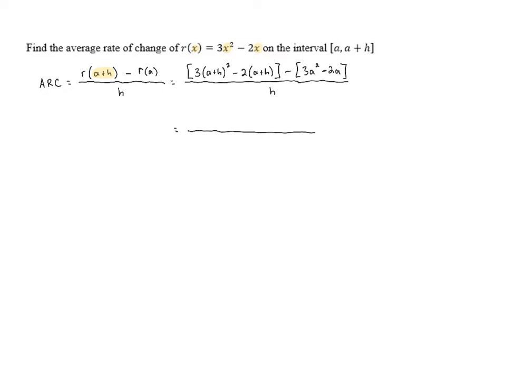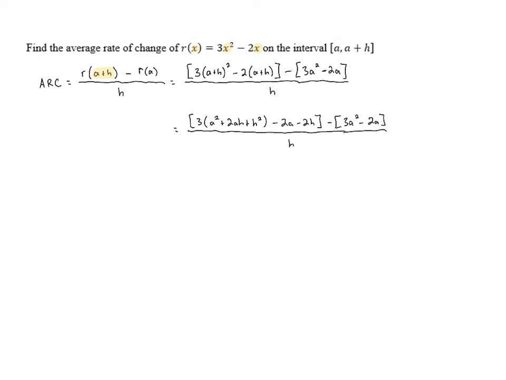Now we're going to have a little bit more algebra to do here than we've had in previous examples, but we can do it. First, we need to square a plus h. We've done that a couple of times so far, so it's a squared plus 2ah plus h squared. Then we can distribute this negative 2 to the a and the h, so it's going to be minus 2a minus 2h. And then there's nothing to do in this second set of brackets yet, so we're just going to leave those alone for now.